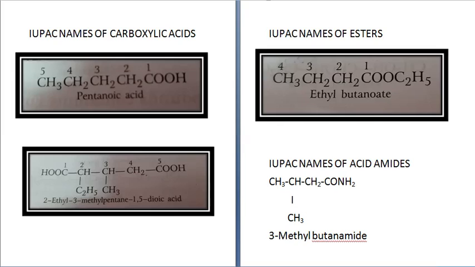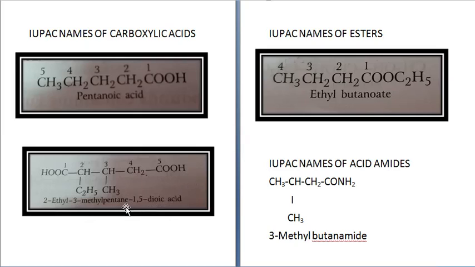Now, if an organic compound contains 2 CHO groups, the carbon atoms of the CHO groups are counted in the parent chain and the letter E of alkane is retained. Like see over here, CHO here and CHO here. So how many carbons are there? 1, 2, 3, 4, 5. This will be our parent chain because we have to include both CHO groups in the parent chain. On the second carbon we have a methyl group, so it will become 2-methyl pentane-1,5-dial.